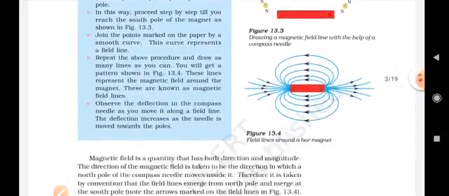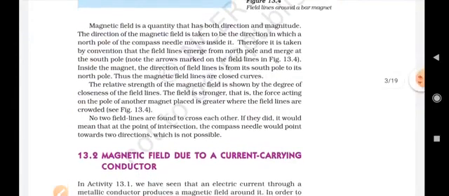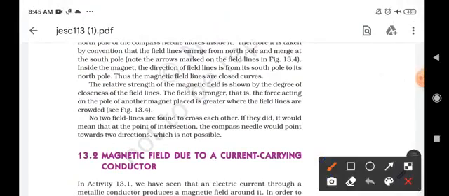And when I said that the lines of force never intersect each other, let us see here. The strength of the magnetic field is shown by the closeness of the field lines, and the field is stronger, that is, the force acting on a pole of another magnet placed there is greater, where the field lines are crowded. Magnetic field lines never intersect each other. When they are closer to the poles, their field strength is really high, but they never intersect. What is the reason behind it? How can we understand it?